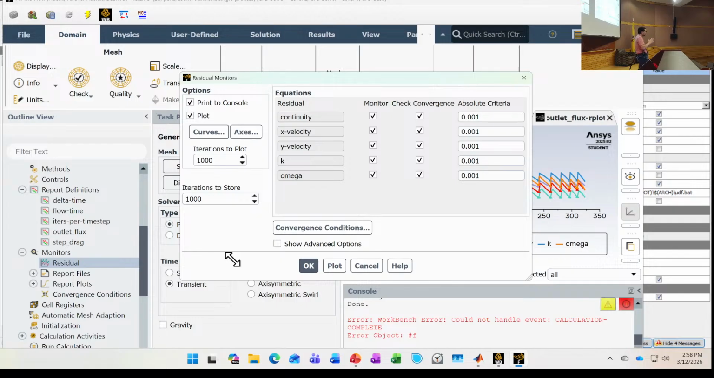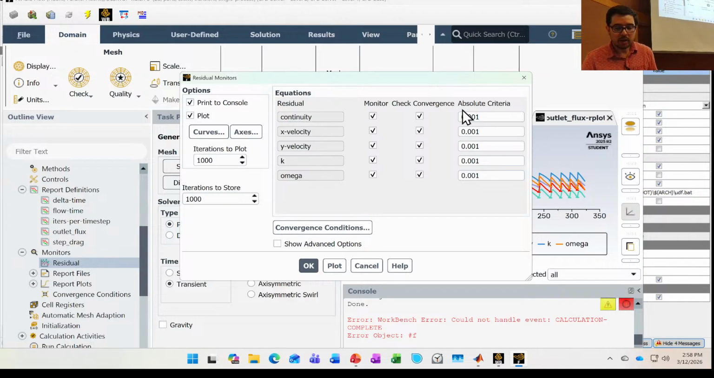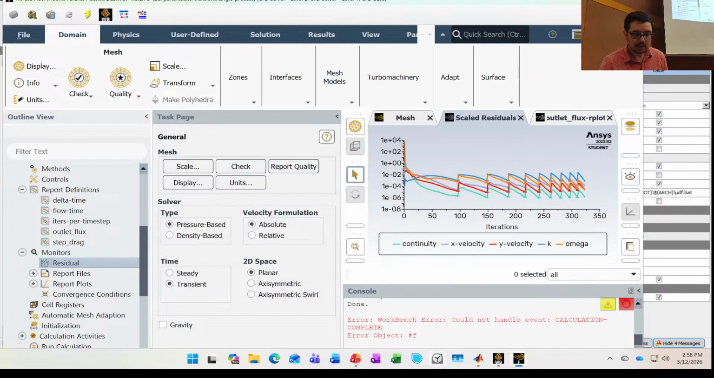Okay, what those mean. Continuity has to do with whether mass is being conserved. And we talked about the finite volume method a little bit, and how we have mass coming in and out of the element or cell. You know what x velocity and y velocity are. And the default values are often pretty good. What we're looking for in these values is some type of decrease.